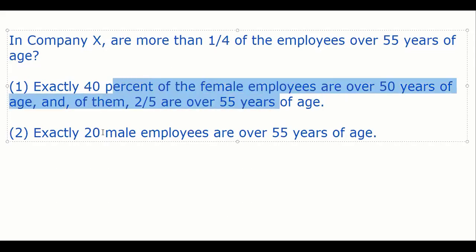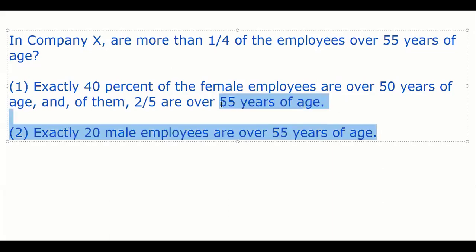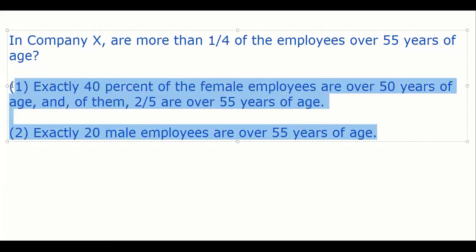Read statement 2 alone now. Forget the first one. Exactly 20 male employees are over 55 years of age. So we know how many male employees there are. Sir, again it's of no use. Second alone is not sufficient. But what about both together? From the second, we know how many male employees are above 55. So we got one data point, right? If somehow we get how many female employees are above 55, then we are done.